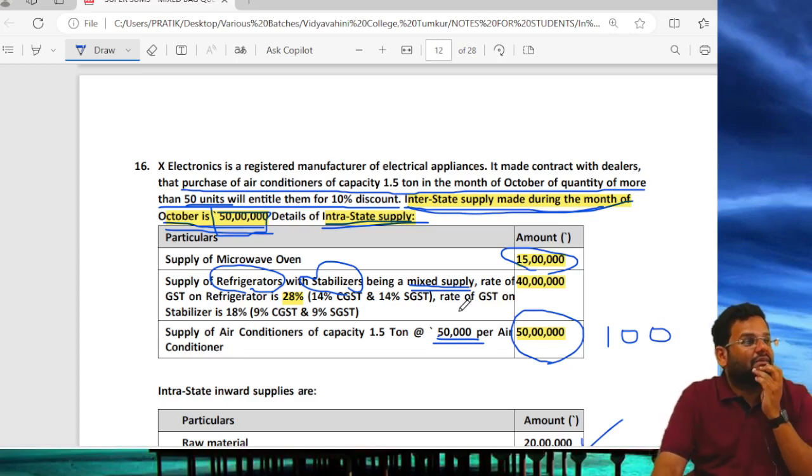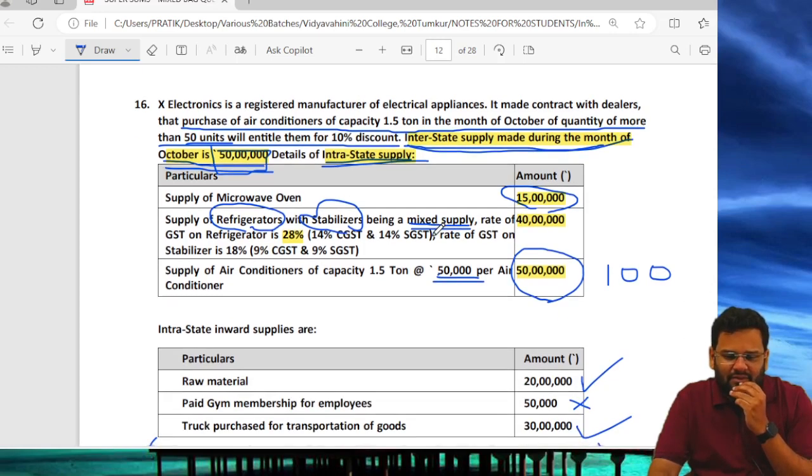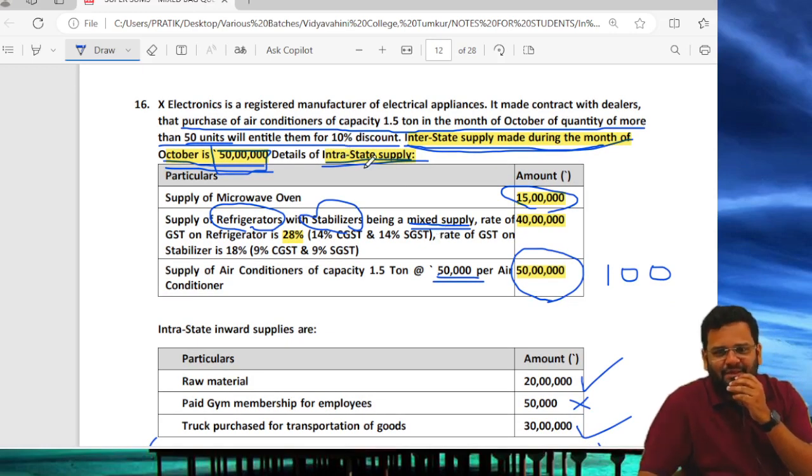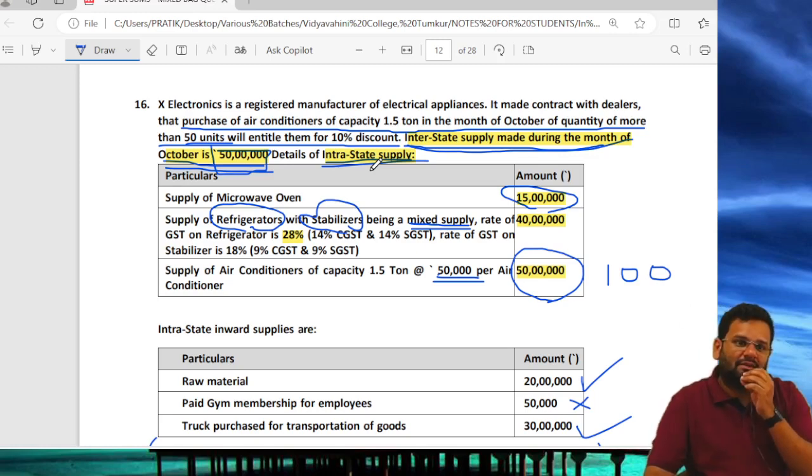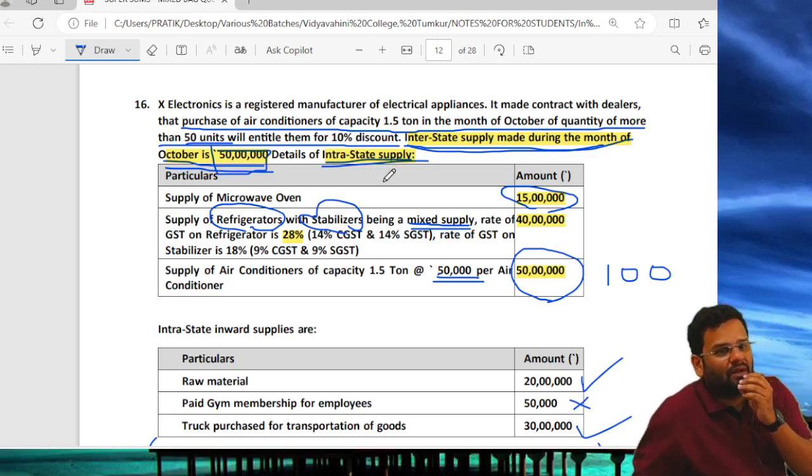And then don't forget, next line. So next line write down interstate supply. In bracket 50 lakhs into 18%. So interstate supply, guys, what is 50 lakhs into 18%? 9 lakhs. In which column? IGST.